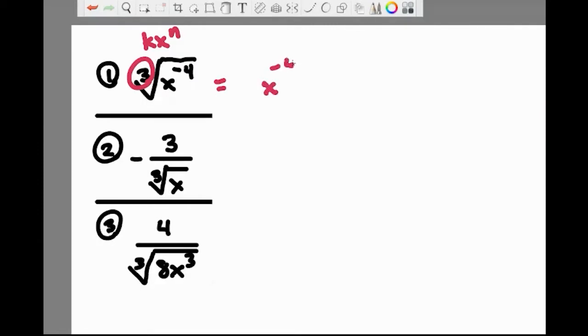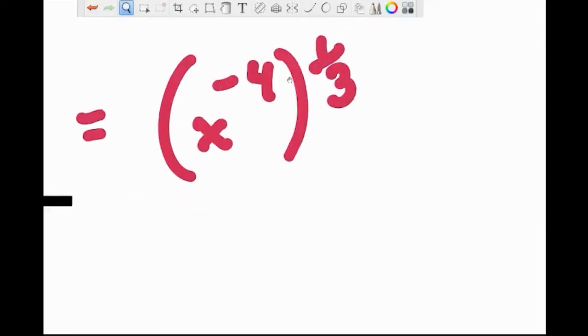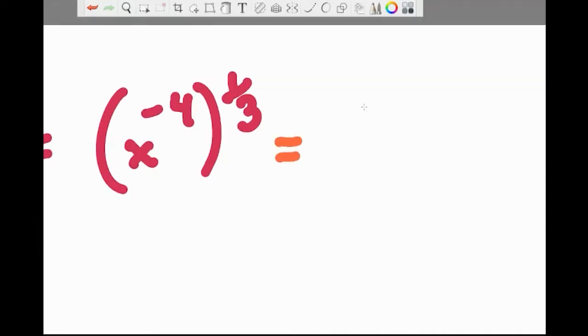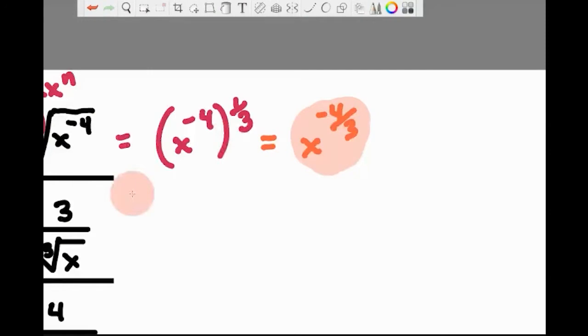So we're going to have x to the -4, and we're going to raise this to the 1/3 power. And when you have a power to a power like this, what do you do? Someone want to help me out here? Yes, multiply. So then you're going to have x to the -4/3, and that's your final answer. Again, check what you did. Hopefully if you did the exit ticket, it matches what we have right here.